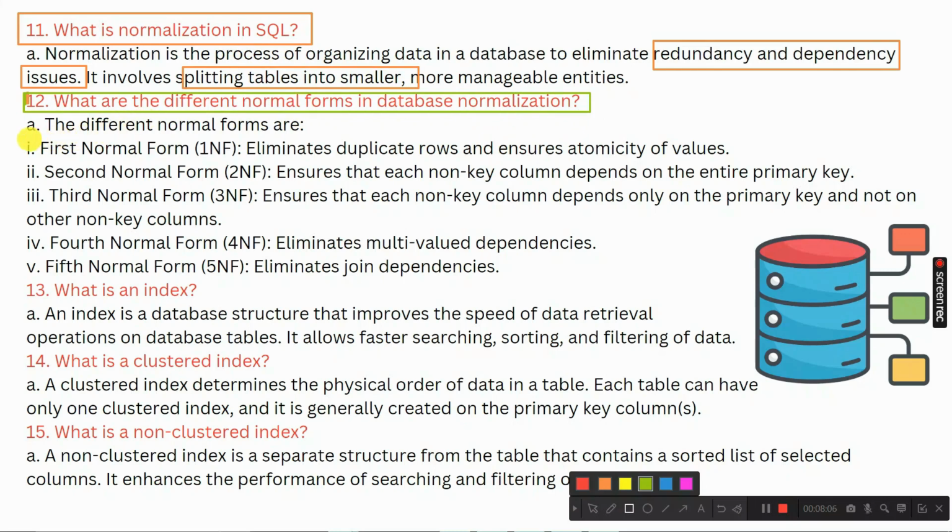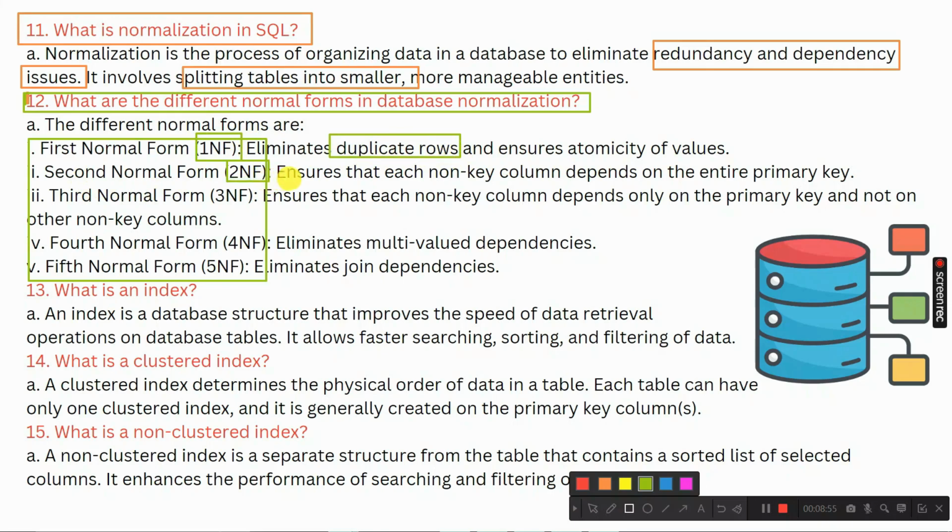So basically, we have 5 different normalization forms in SQL. Okay, so the first is 1NF, or we can say first normal form. So first normal form is used to eliminate the duplicate rows and ensure atomicity of values. Okay, so in case of first normal form, what we are doing, we are removing the duplicate rows. Okay. Then next is second normal form, or we can say 2NF.